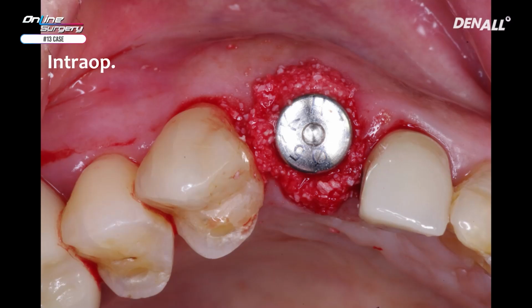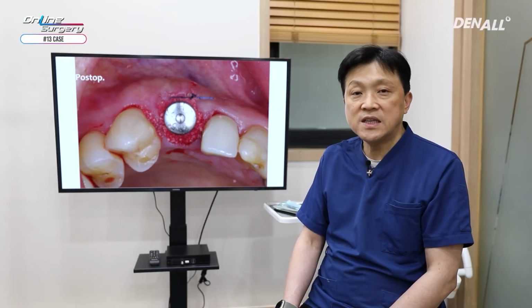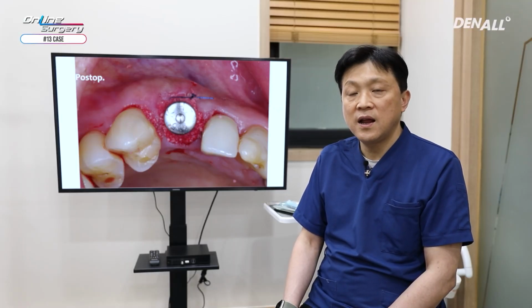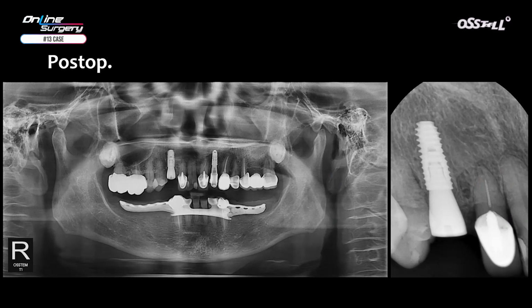We can end like this, but in order to prevent scattering of graft material in the coronal part, sling suture was done once. Additional incision was not used. If you look at the results in panoramic image, implant was placed nicely and vertical position is very appropriate. When you look at standard image, the implant position looks appropriate.